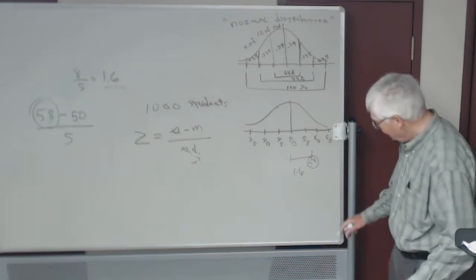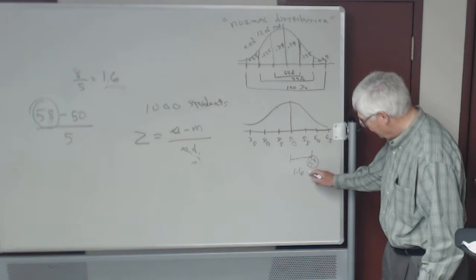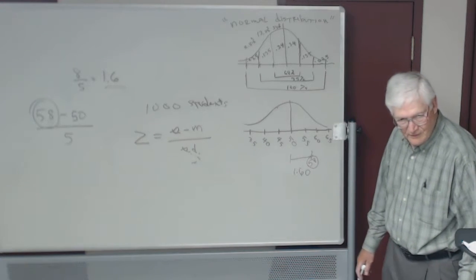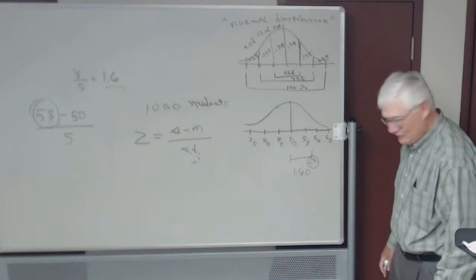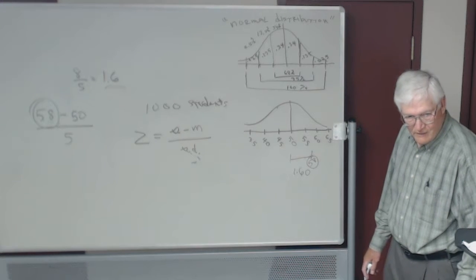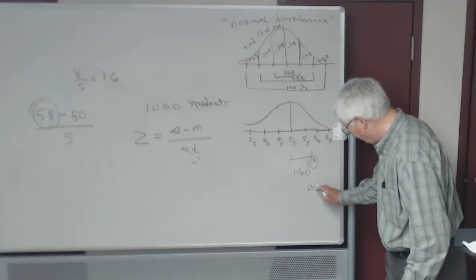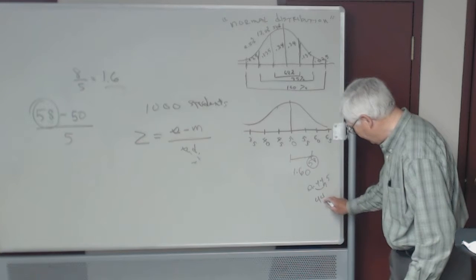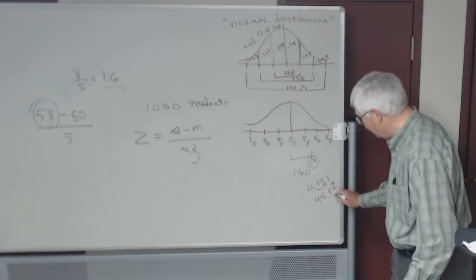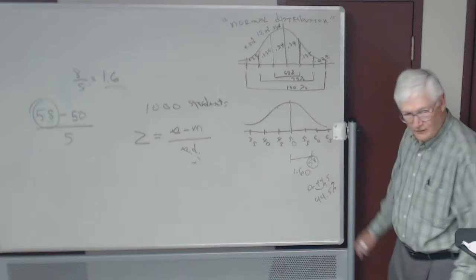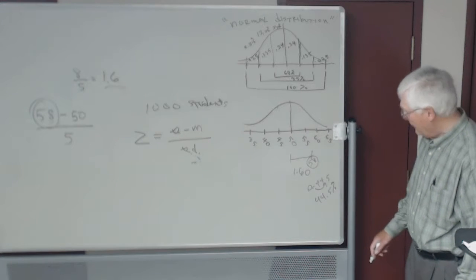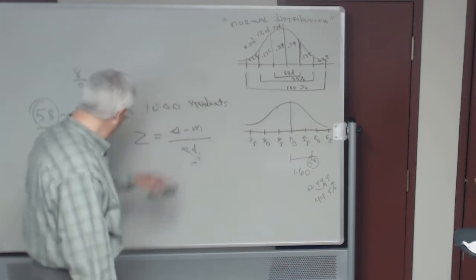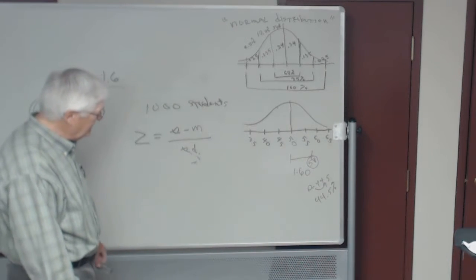The chart? So then you go to the 1.6 and then over to the 6. Is it 1.66 or 1.60? 1.60. And so what's the number from the chart? 0.445. So there's a 44% chance that a 58 will occur. Or out of 1,000 students, 44.5.